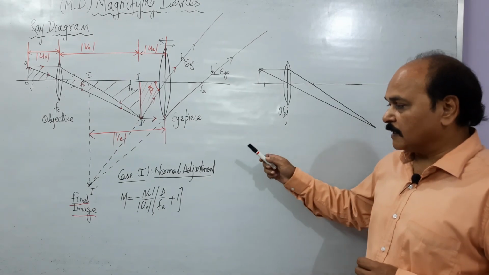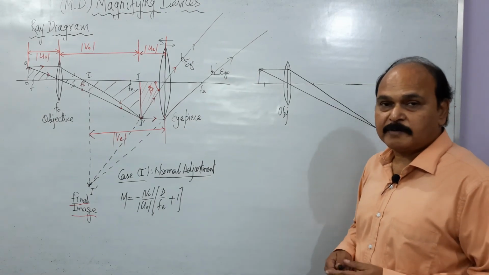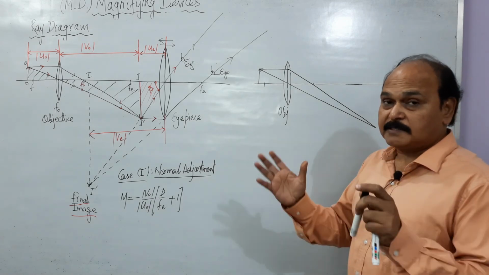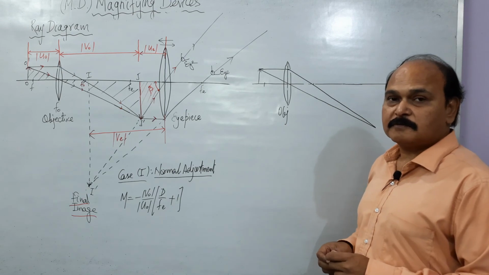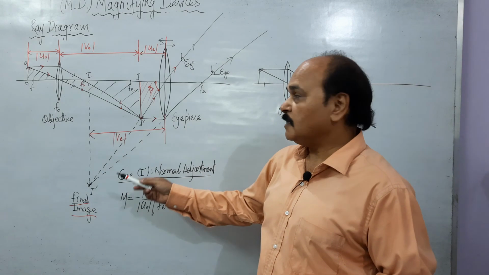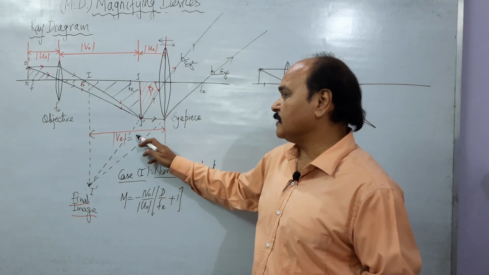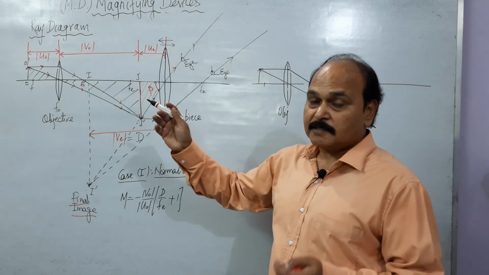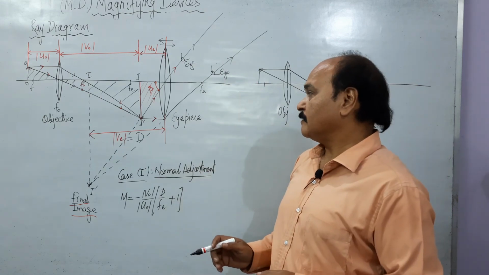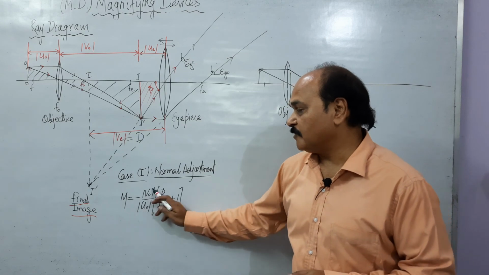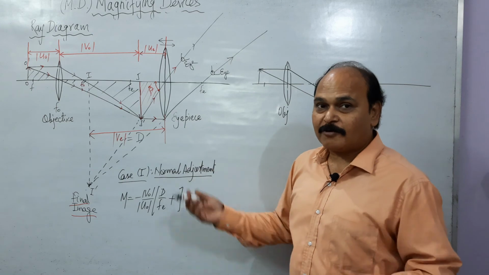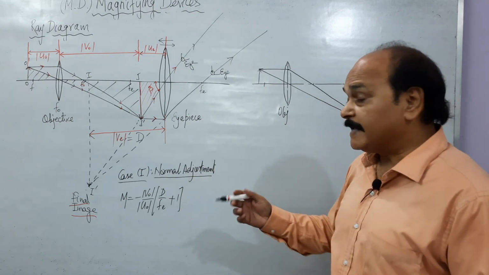Children, after derivation of the expression for M, let us see the formation of image in both cases, case 1 as well as case 2. Well, in case 1, we have already seen that this is the object, this is the final image, and this v e is equal to D. In this case, the microscope is in normal adjustment. We have already seen that M is equal to minus v naught upon u naught into D upon fe plus 1. Now let us see how the image is formed in case 2.